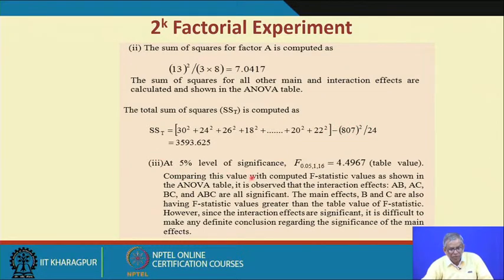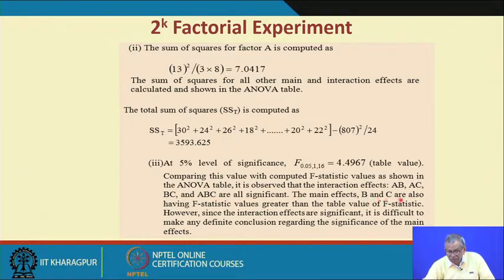And at 5% level of significance, this is the value of F statistic, and these are the degrees of freedom. From the table, the value is 4.4967. Comparing this value with the computed F statistic values as shown in the ANOVA table, it is observed that the interaction effects AB, AC, BC and ABC are all significant.